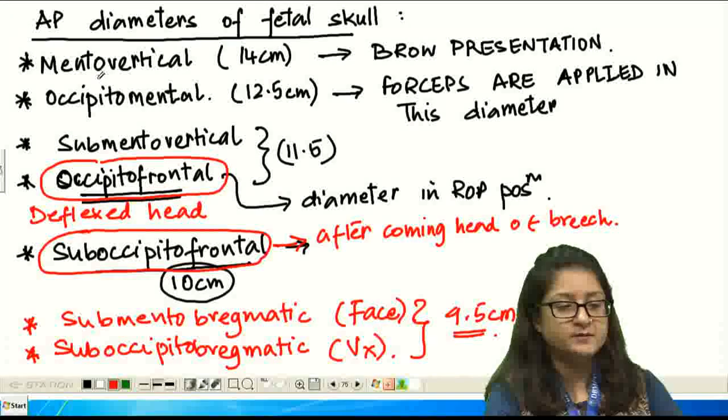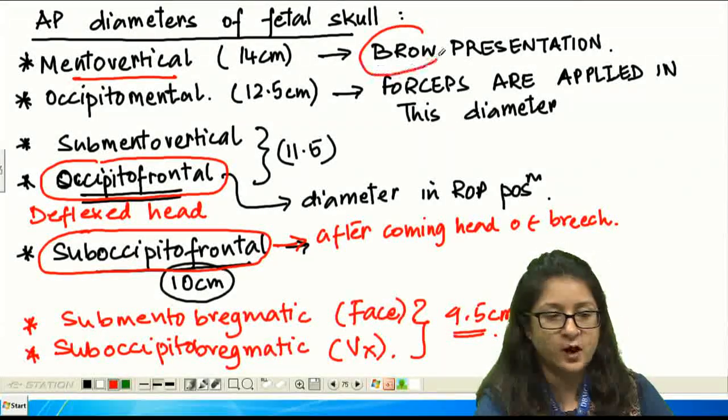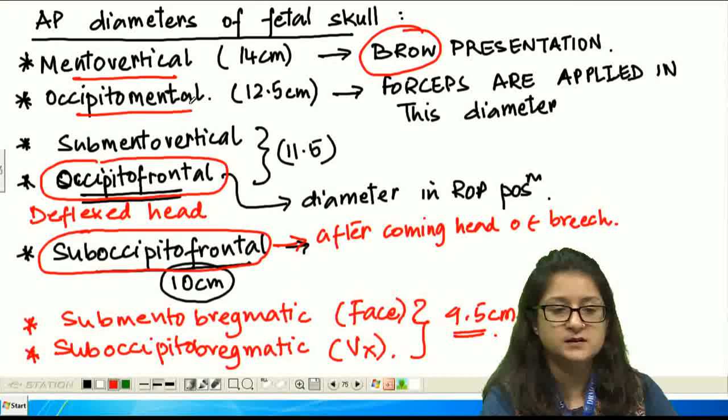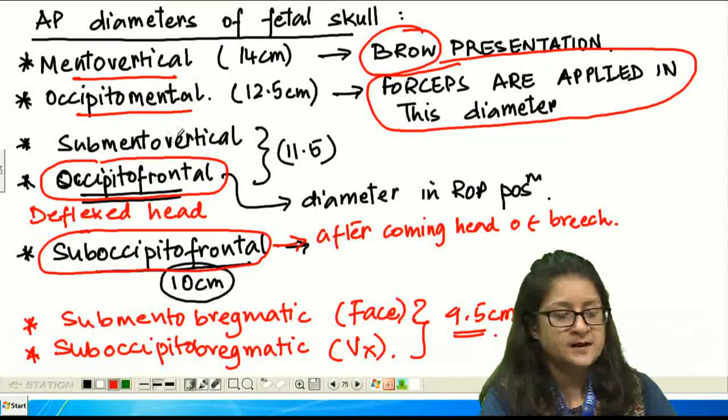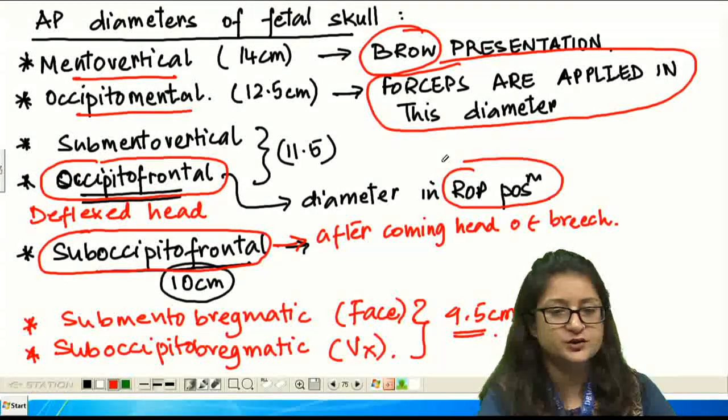So we have the mentovertical, which is seen in the brow presentation, occipitomental, in which the forceps are applied, submentovertical, and occipitofrontal, which is the diameter in ROP position.